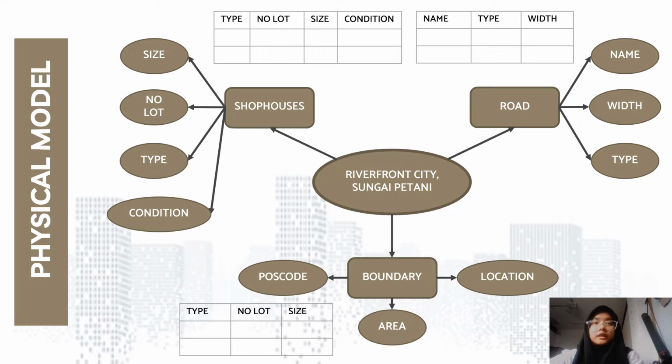For the last one, the physical model, from the attributes, they are divided into tables, where we need to fill in the attributes in the table based on the data of Riverfront Cities Company.